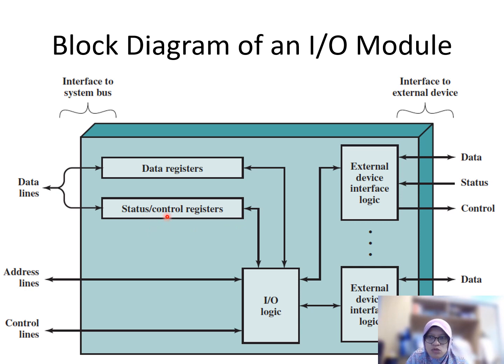The module must also be able to recognize and generate addresses associated with the devices it controls. Each I/O module has a unique address, or if it controls more than one external device, a unique set of addresses must be assigned to each of these I/O devices. Finally, the I/O module contains logic specific to the interface with each device that it controls.